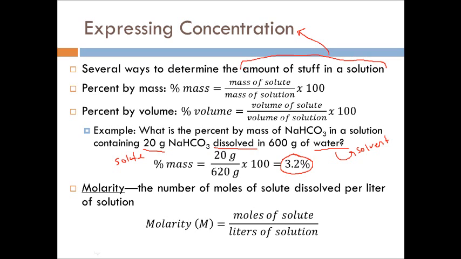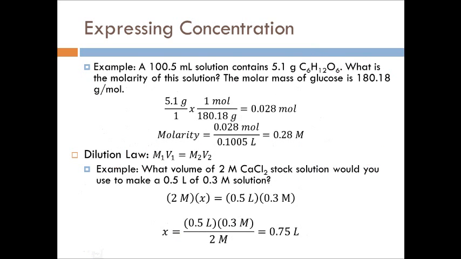The next way, and the most common way, is molarity. Now, remember that molarity is big M, and that is going to be moles of solute over liters of solution. So it's basically moles over liters. Alright, so an example here: a 100.5 milliliter solution contains 5.1 grams of glucose, C6H12O6. What is the molarity of the solution? The molar mass of glucose is 180.18 grams per mole.